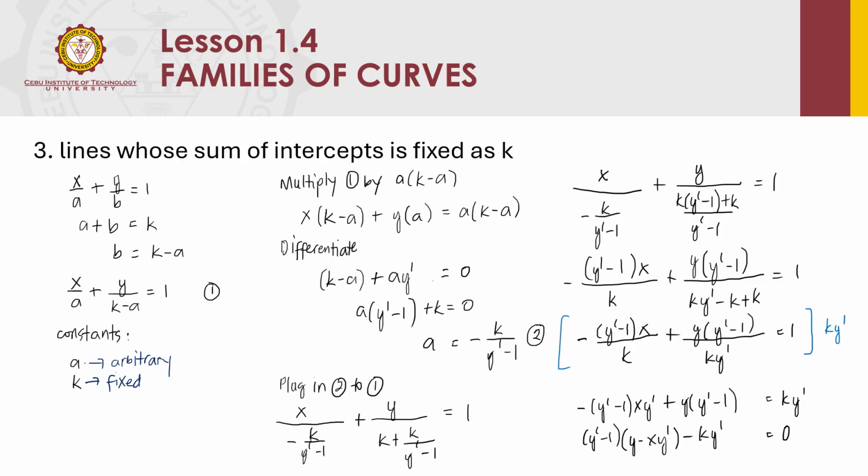Okay, so let's double check. So yeah, that's y prime minus 1 times y minus xy prime minus ky prime equals 0. Okay, so this is the differential equation representing the lines whose sum of intercepts is fixed as k.